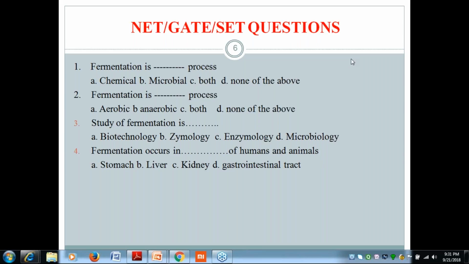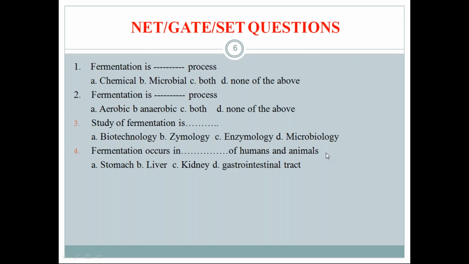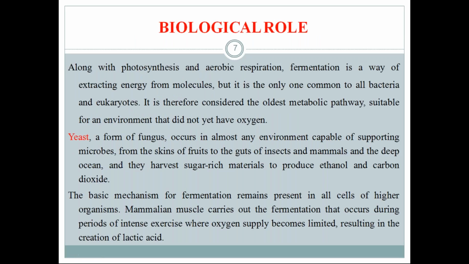Now fourth one, fermentation occurs in dash of humans and animals. Yes, this is also fourth one. It's a D. Yeah, Venkateshwaran, right, good answer. This is the B. So these are the simple questions which were from the first slide. Now we are going to move to the second slide, that is biological role.